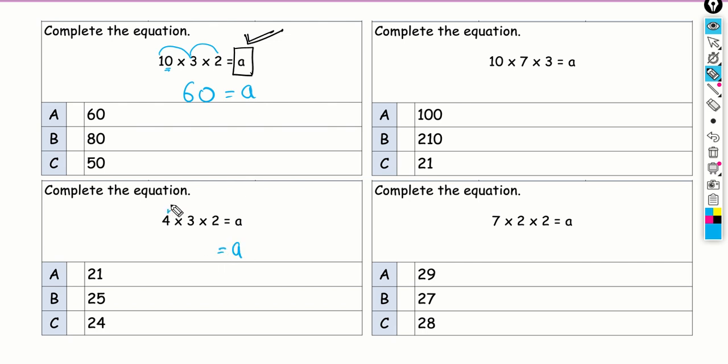Next, 4 times 3, 12. 12 times 2, 24. Or else you can go this way: 2 times 3, 6. 6 times 4, 24. Next, here 0, put it here. 1 times 7, 7. 7 times 3, think about it, and put the number here. So 7 times 3 is... Now this one you try. Next question.